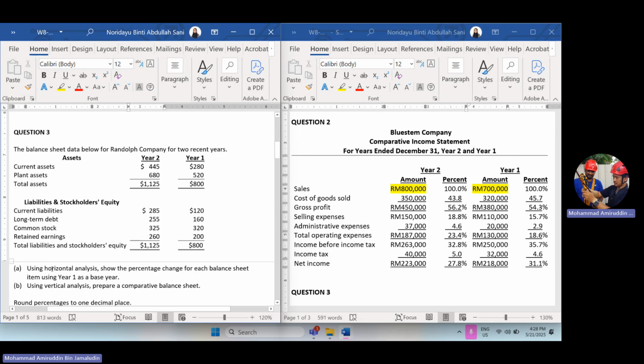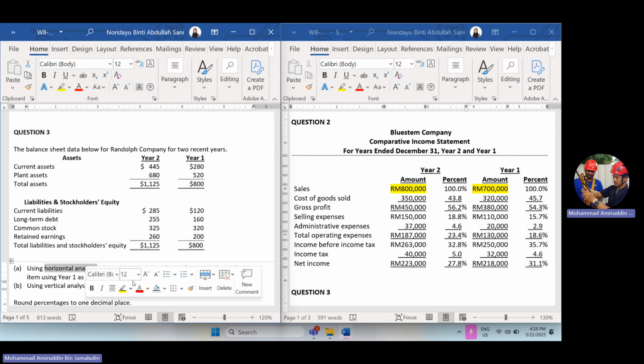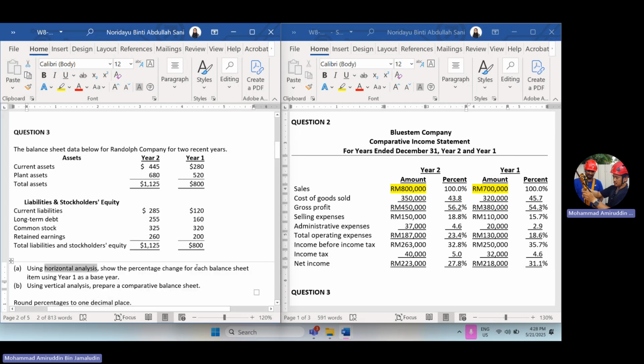You start with horizontal analysis. Show the percentage change for each balance sheet item using year 1 as the base year. Something like question 1. I'll give you all 10 minutes. Okay, try one.